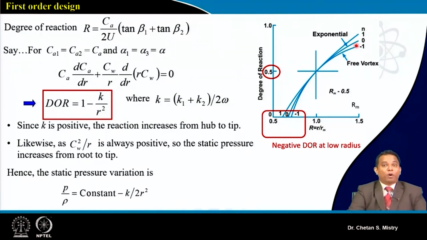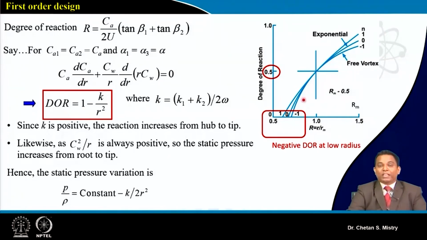We are talking about different values of n. We are talking about the exponent value of n. We say we are considering n equal to minus 1; that's what we are selecting as a free vortex design. We are taking our n equal to 0; that's what we have considered as an exponential design. And we have taken n equal to 1 condition; that's what we are considering as a first design approach, or first order design.